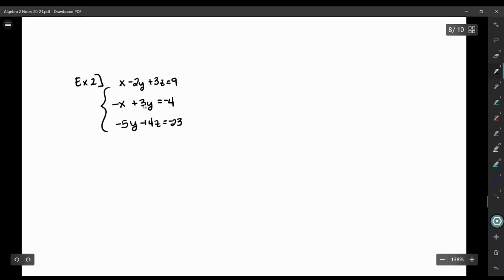Then we have negative x plus 3y. Well, that's missing z. And on the bottom equation, we have a y and a z, but no x. So it would be beneficial either to eliminate z's or to eliminate x's. But I'm actually going to eliminate the x's because one's positive and one's negative, and these are ready to go to eliminate. So I want to choose to eliminate the x's.